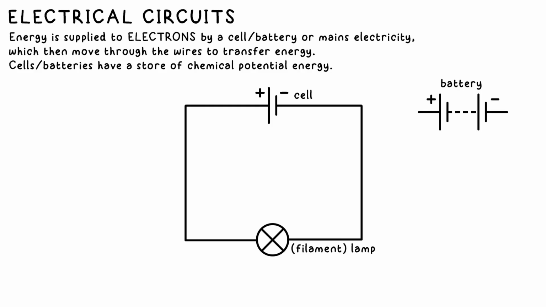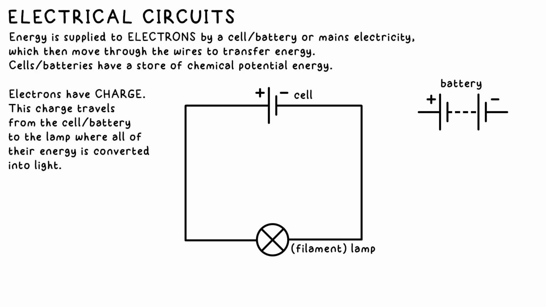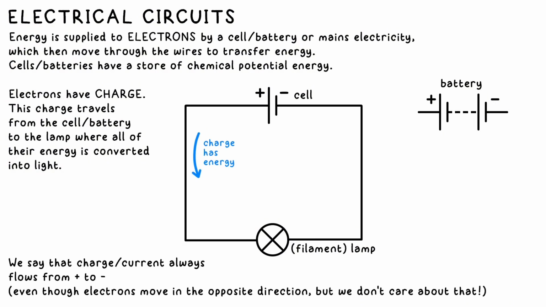So what's going on here in this circuit then? The battery has a store of chemical potential energy. When connected in a complete circuit, this energy is transferred to the electrons, which move through the wires. This movement of charge is called a current, and we say it always goes from the positive terminal of the battery to the negative. Don't think about it too much. As the electrons pass through the bulb, their energy is converted into light, and some heat too probably, as they're never 100% efficient. This light and heat is then transferred to the surroundings, including your eyes, so you can see it.